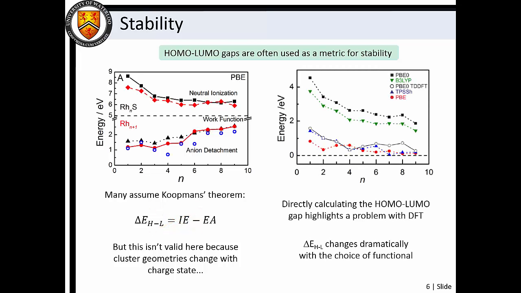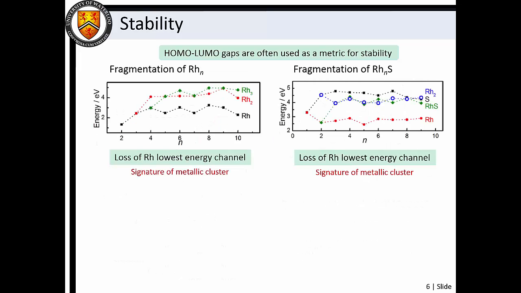We also run into a problem when trying to calculate the HOMO-LUMO gap with density functional theory, because the gap size is found to vary dramatically with choice of functional. Instead, we can assess stability by calculating the dissociation energies of the various cluster fragmentation thresholds.